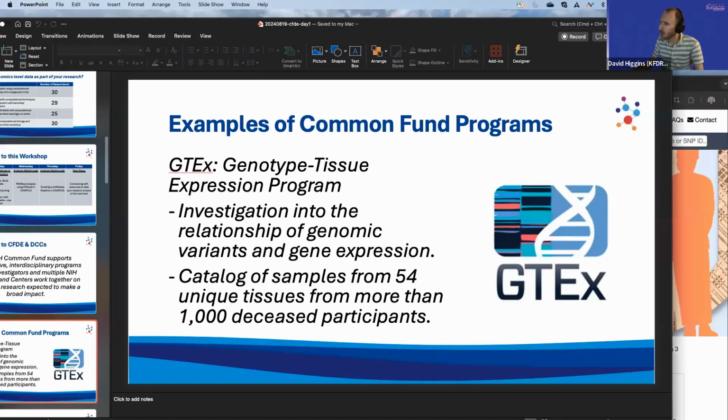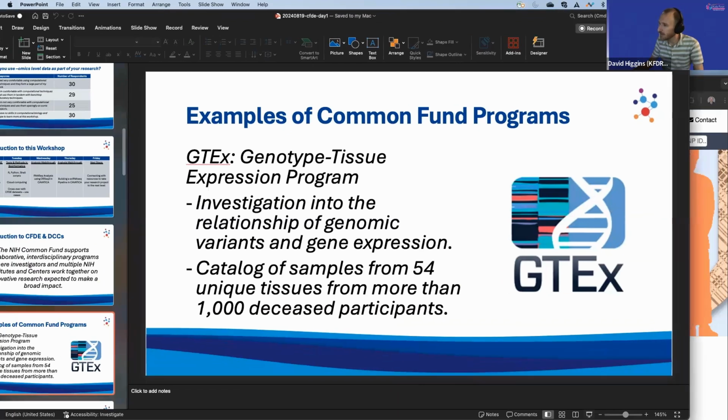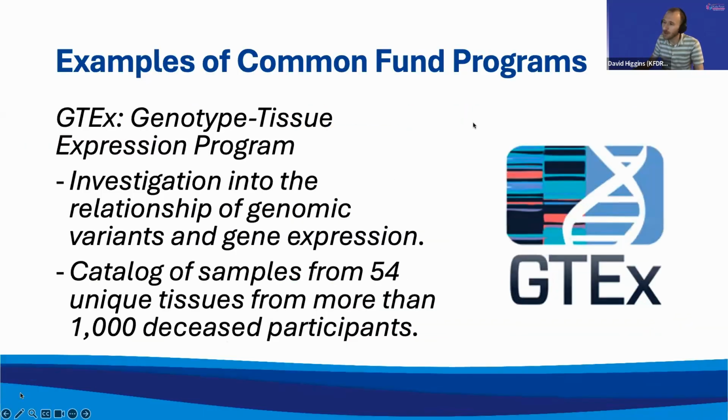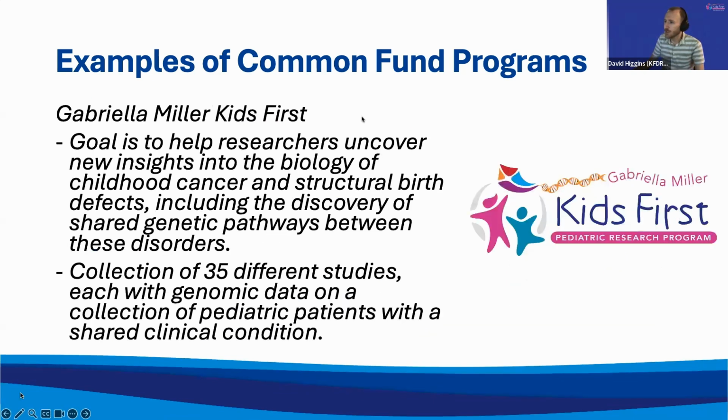All right, so that is one of our DCCs. It's a Common Fund program that's funded by the Common Fund organization to produce this resource that's available for investigators across different conditions. The next one I'm going to talk about is Gabriella Miller Kids First. Gabriella Miller Kids First is really important to me because I help work on the Kids First Data Resource Center. So our goal is to help researchers identify new insights into the underlying biology of pediatric cancer and structural birth defects, especially related to finding shared genetic pathways that might exist between these disorders.